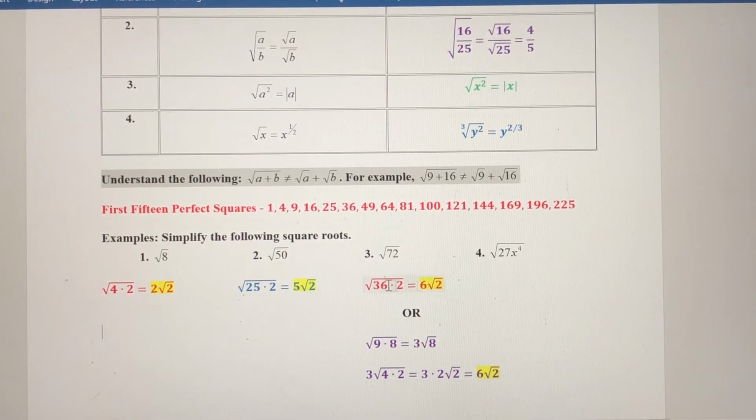So as you can tell, it's easier to choose the largest perfect square factor first. It's going to save you time, but if you don't, you can still get the same answer. It's just going to take longer, okay? So moral of the story, try to find the largest perfect square, okay?